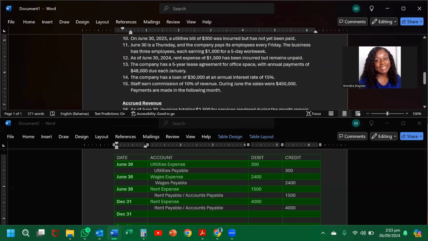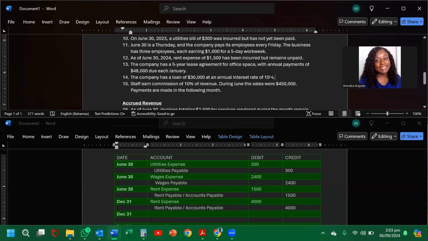This one here says the company has a loan of $30,000 at an annual interest rate of 15%. And what we're going to do is we're going to assume that we need to record the interest because maybe we haven't paid the interest as yet.